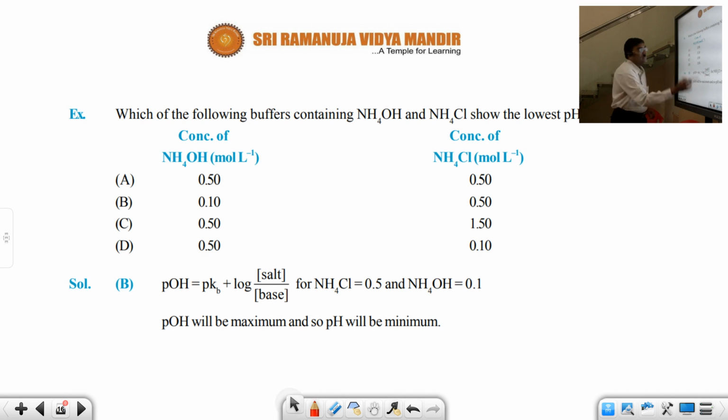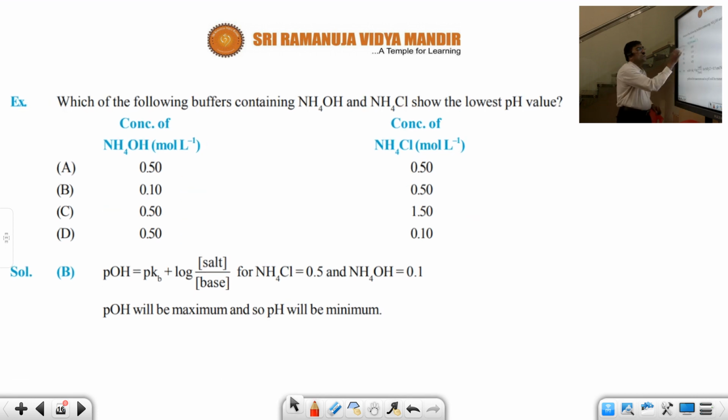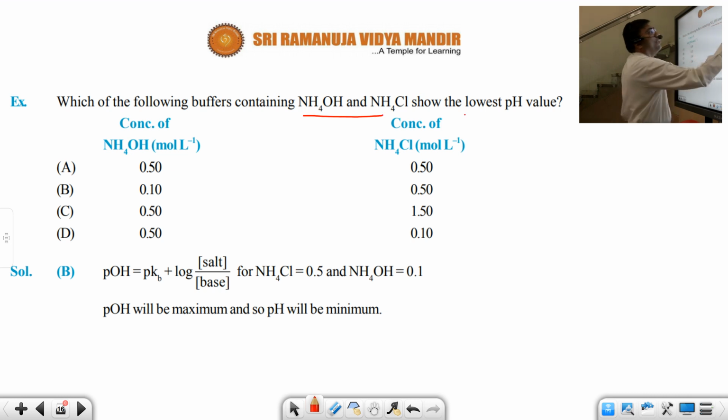Well, let us see another question. Which of the following buffers containing ammonium hydroxide and NH4Cl shows the lowest pH value? Very interesting. So first thing is, this buffer is a basic buffer and lowest pH values. Students, try to understand, very, very important. So the question here is lowest pH value.